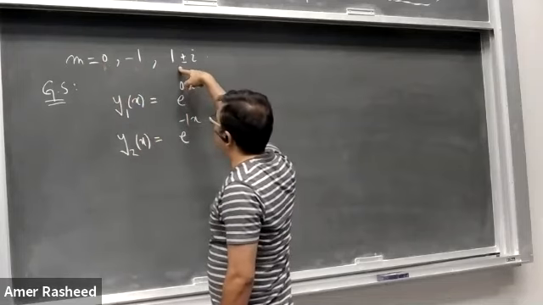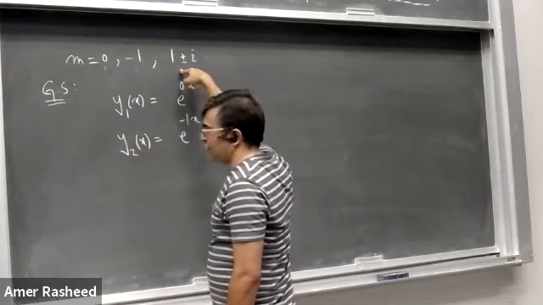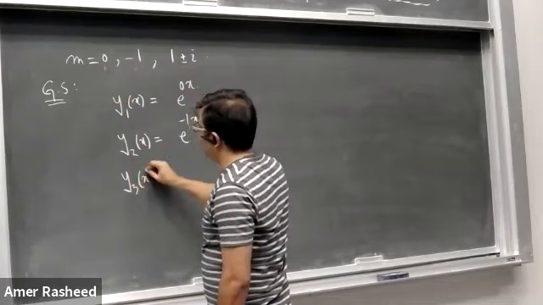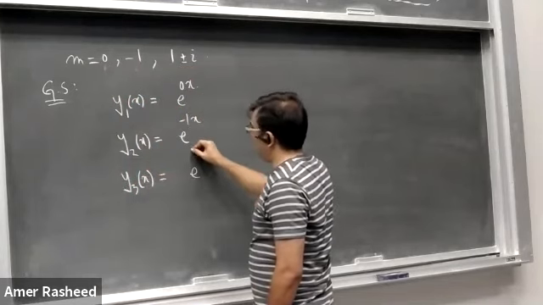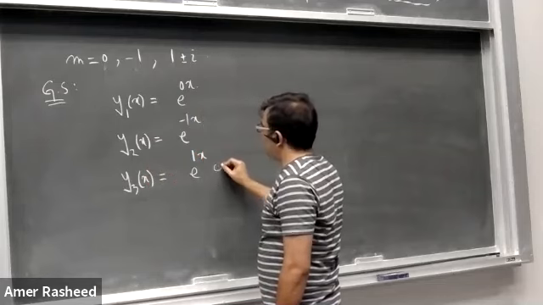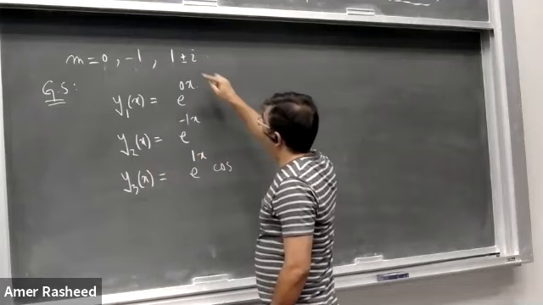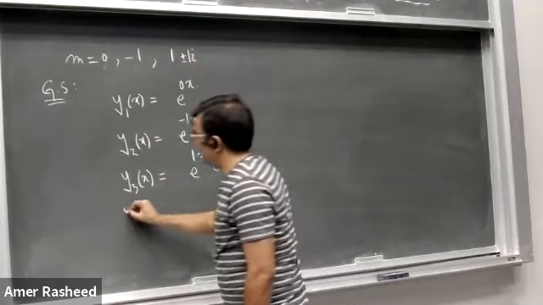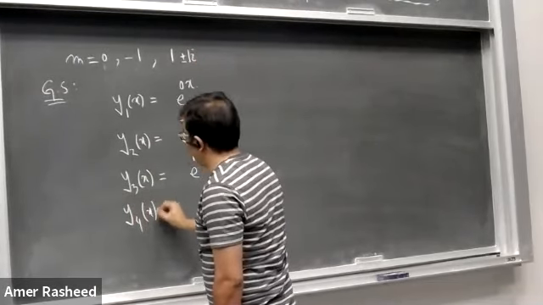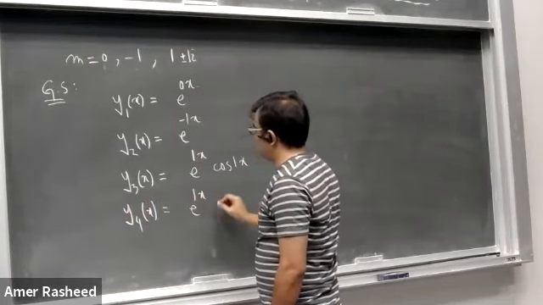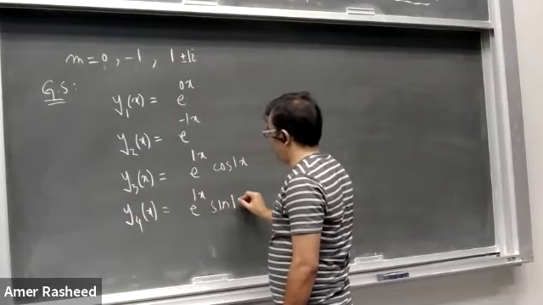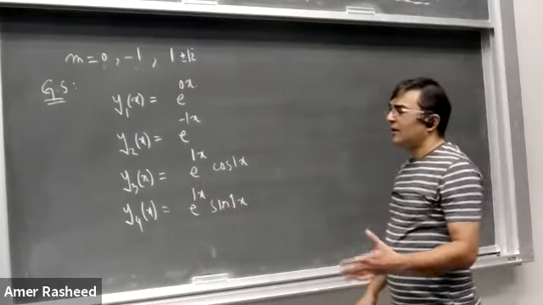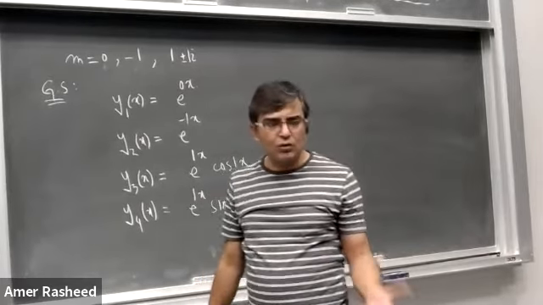And the third solution will be corresponding to these complex roots. y3 of x is what? e raised power real part of x, and cosine of imaginary part, which is again 1 here. So it is e raised power 1x cosine 1x. This will be your third solution. Your fourth solution will be e raised power 1x and sine of imaginary part of x. You have to write a solution corresponding to each root.